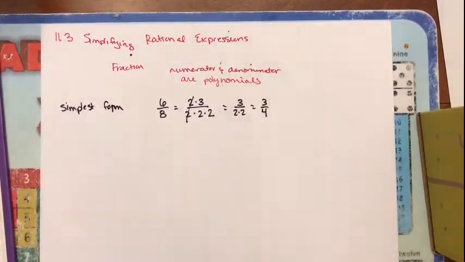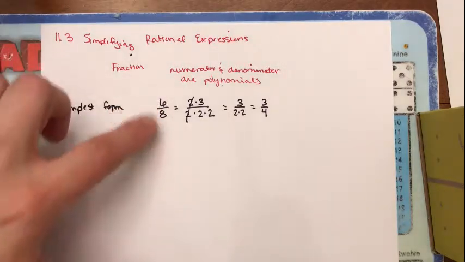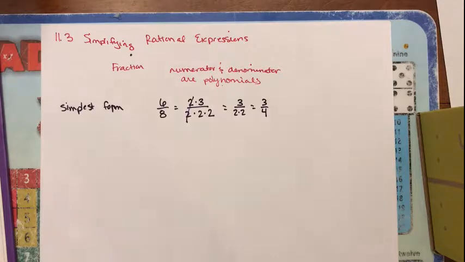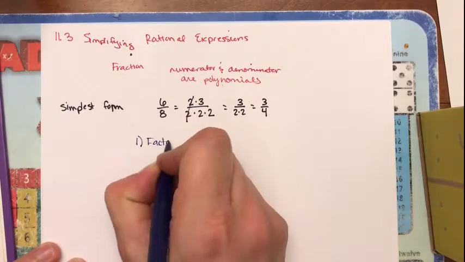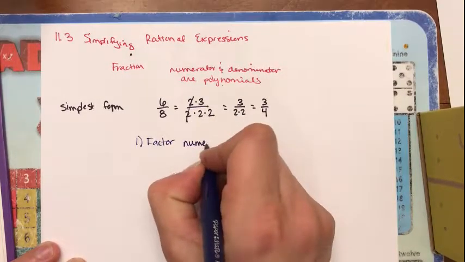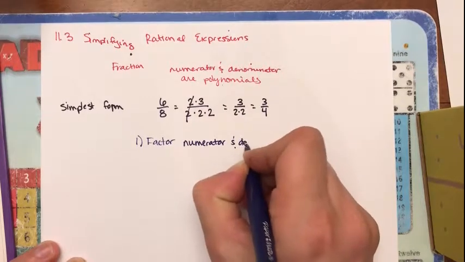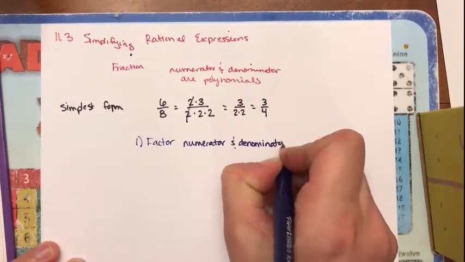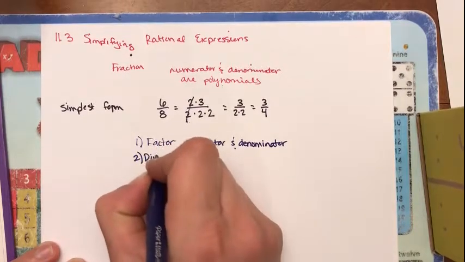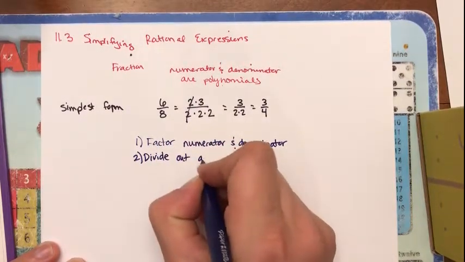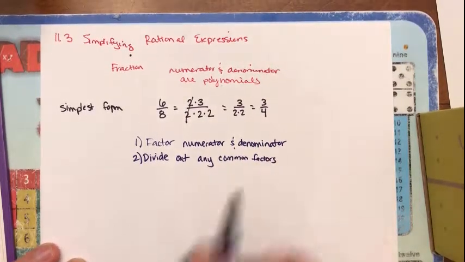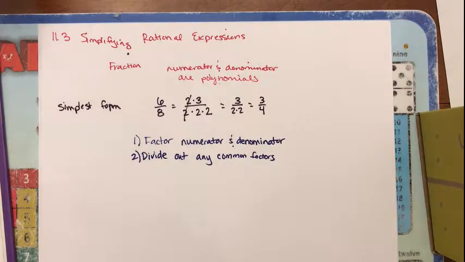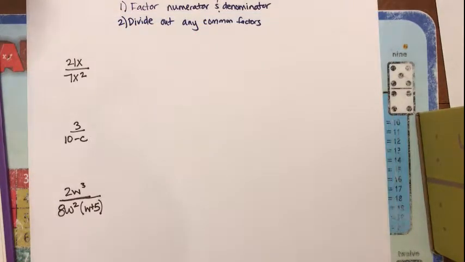Now obviously for this one, that was a lot more work than you would normally do to simplify 3/4, but we're going to be using that exact same method to simplify rational expressions, where the first step is to factor the numerator and the denominator. And then step 2, divide out any common factors. And that's all we have to do. So let's get started. All right, I have 3 examples here, and we're just going to go step by step.